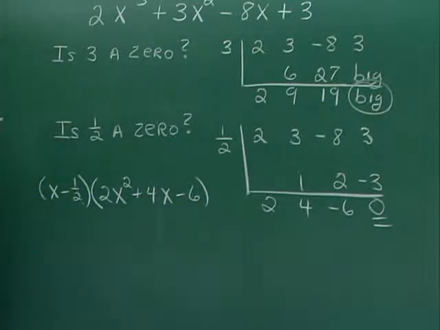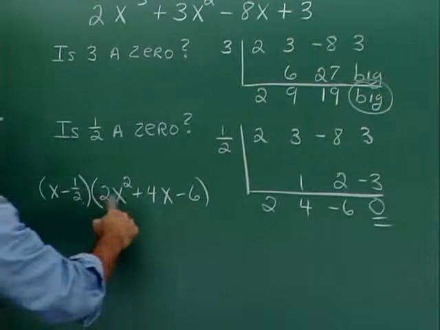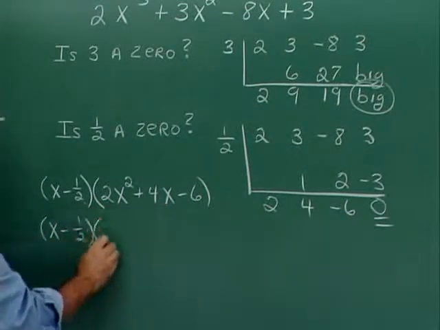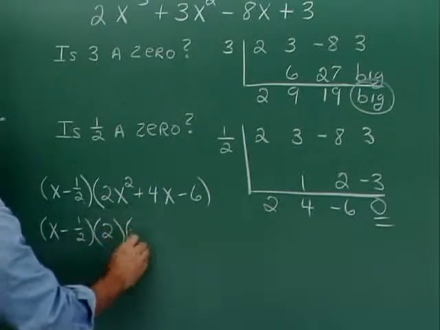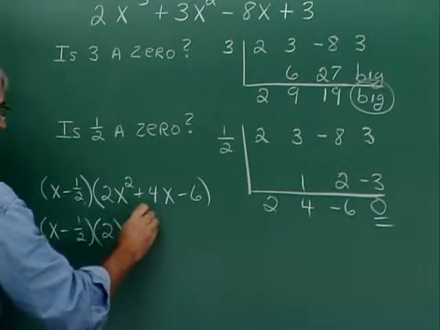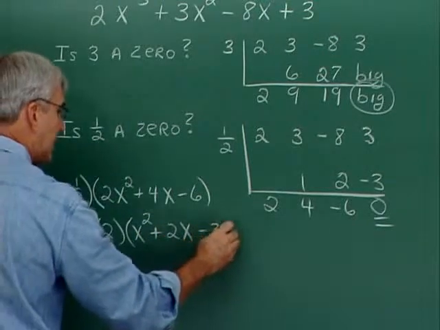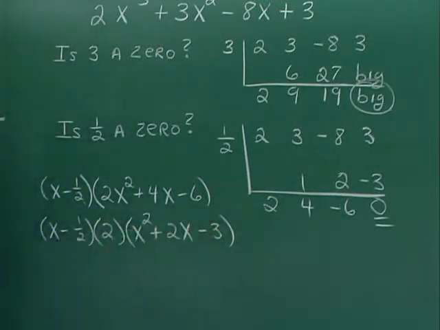Now let's try to find the other zeros. It should be pretty easy. I see a common factor of 2, so we have x minus 1/2, and then snag the 2 out, and we've got 2 coming out of this term leaves x squared, 2 out of this term leaves 2x, and 2 out of negative 6 leaves negative 3. And now that's pretty easy to factor.